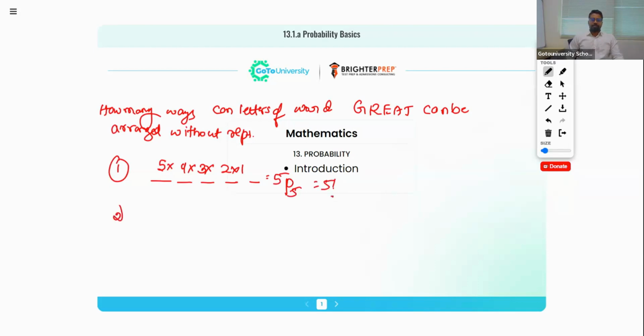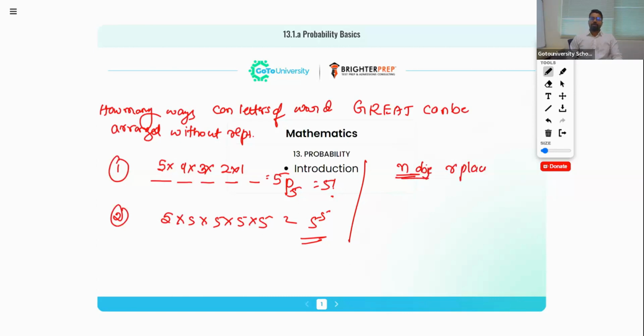With repetition, if I ask you, that is 5 into 5 into 5 into 5 into 5, which is 5 power 5. So remember, any task, if n objects and r places, you want to arrange without repetition, can be written as what? nPr. Now, with repetition, it will become n power r.